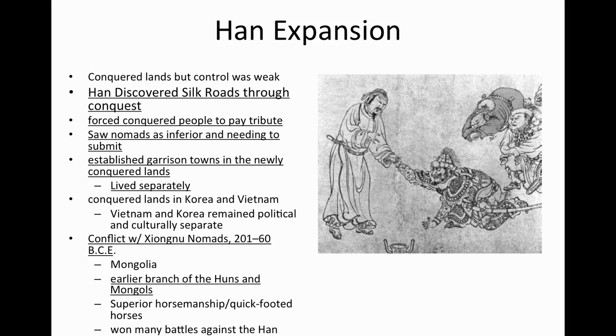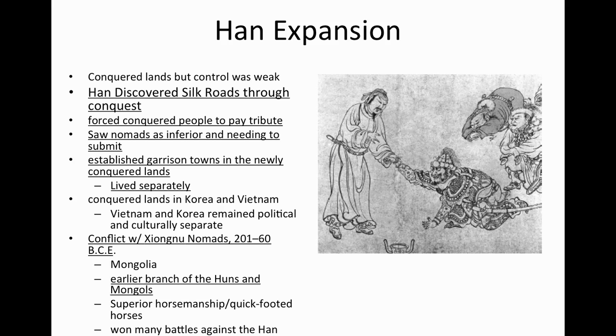So the Han were known for having the largest Chinese dynasty. They were very expansive. They conquered lands, but actually control was very weak at times. Give the Han credit for discovering and growing the Silk Roads. It's not the Qin, it's the Han. They too forced conquered people to pay tribute. They generally believed nomadic people were inferior and needed to submit. There's that kowtow, right? They would also establish garrison towns in conquered lands.